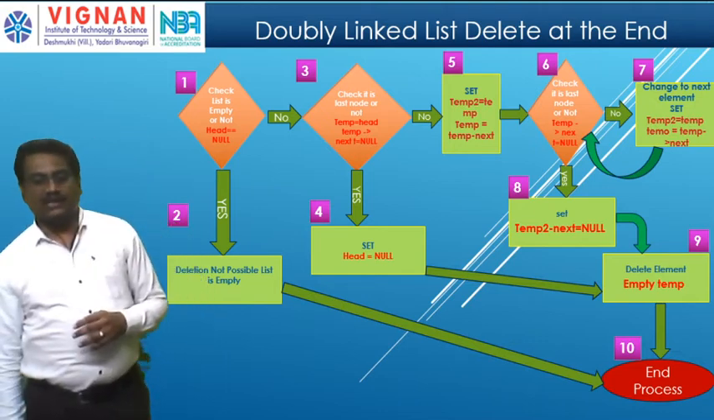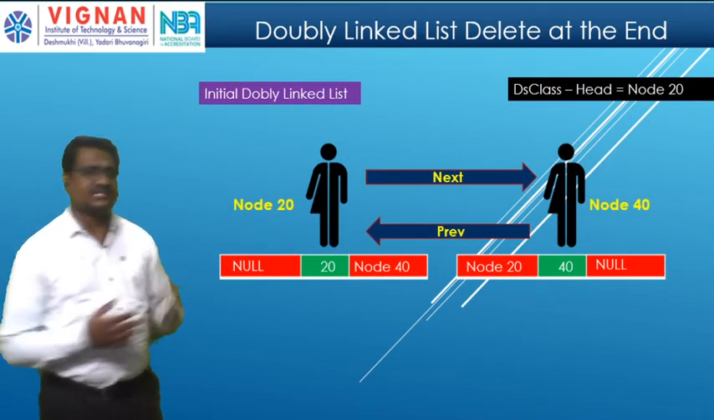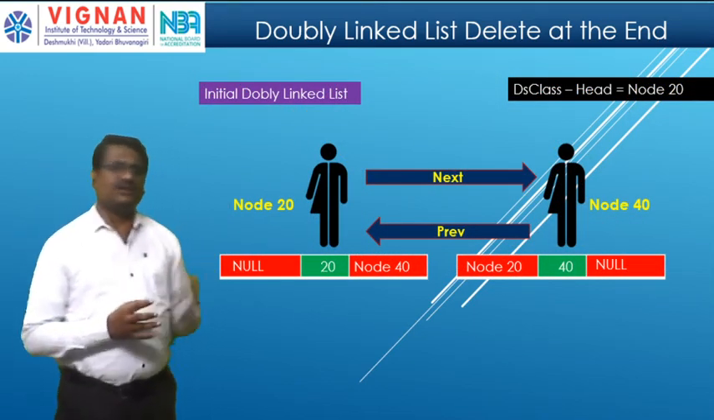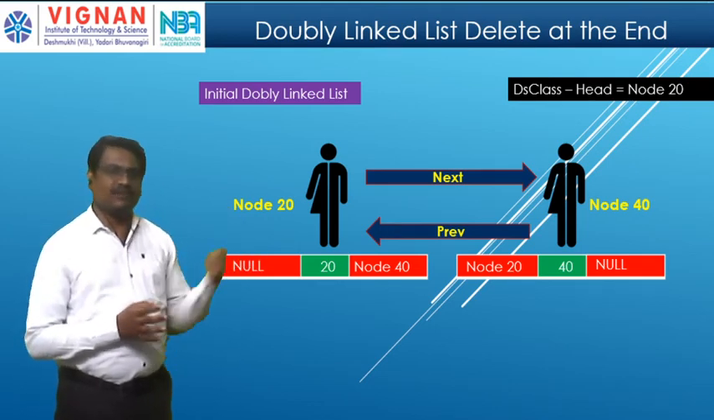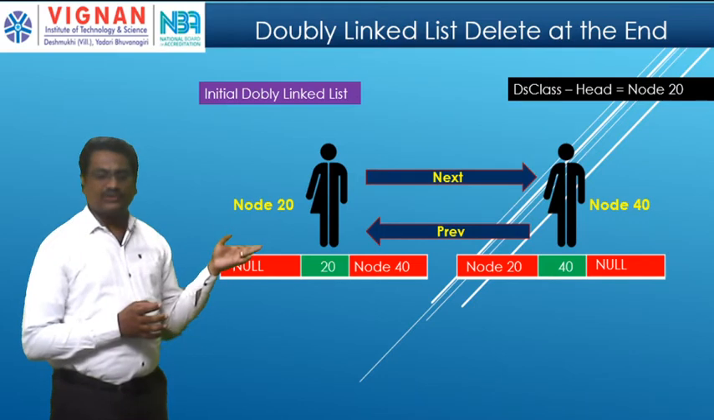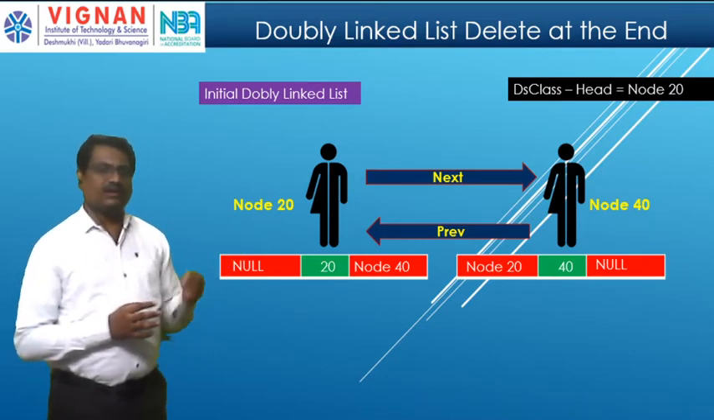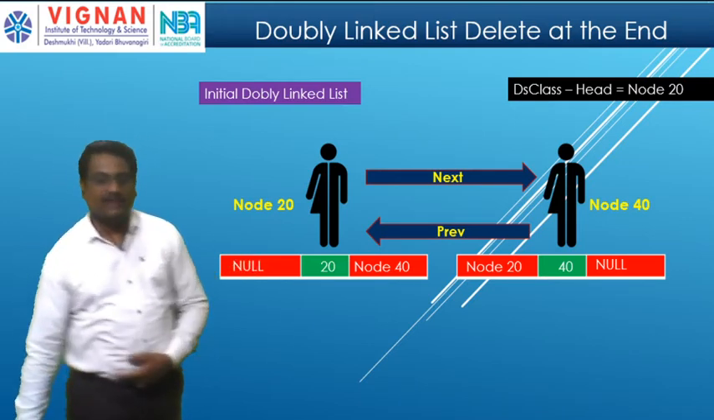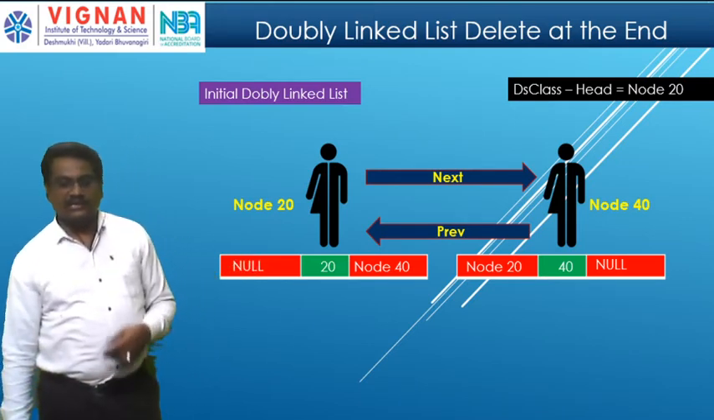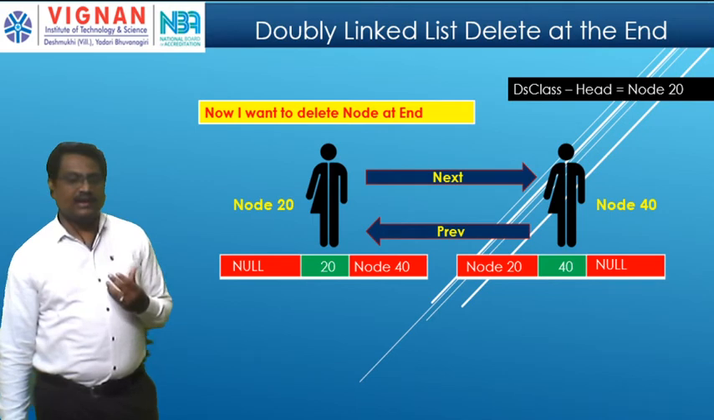Now let's see how it all happens if I have a linked list like this. Now if I have a linked list with two elements, the same way we explained in the previous example, I have two elements, node 20 and node 40. Am I right? Node 20, node 40. Now 20 is the first element, 40 will become the last element. Now I want to delete the element at the end.